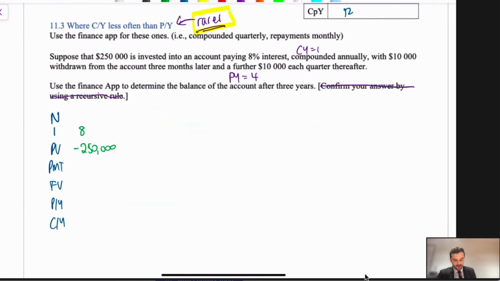The payments, they're withdrawing $10,000 every quarter, so payments per year is 4. And the compounds per year occur annually. Now we're trying to work out the FV. What would be the N? Well, the N in this case, you've got 4 payments per year times the number of years, which is 3, so 12. Okay, so let's jump into the finance app and find out what the FV is there.